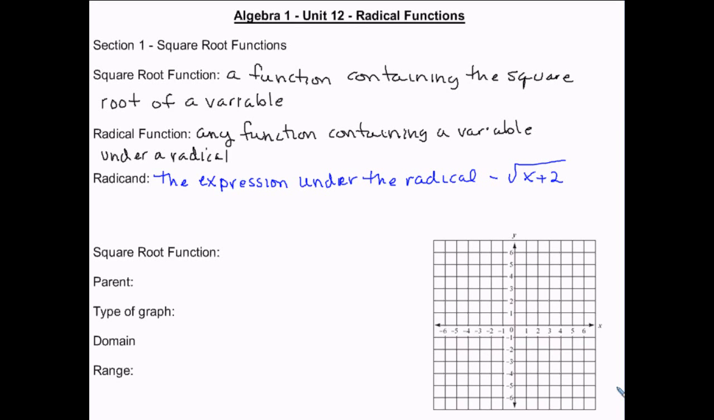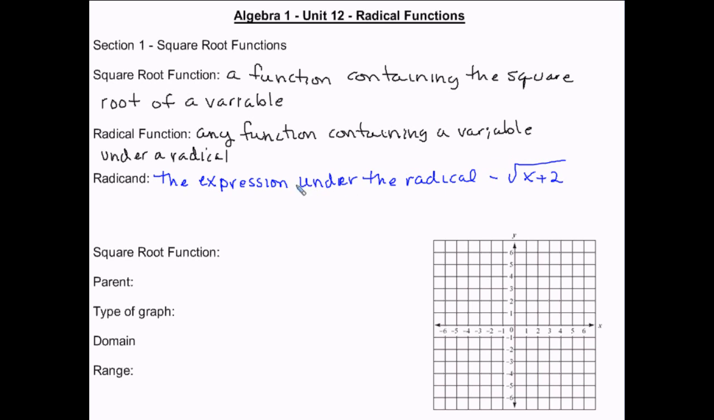We're going to talk about radical functions, starting with square root functions. We're going to discuss what they are and how to graph them. So a square root function is any function that contains the square root of a variable. So if there's a variable underneath the square root, it's a square root function. A radical function is any function that contains a variable under a radical.